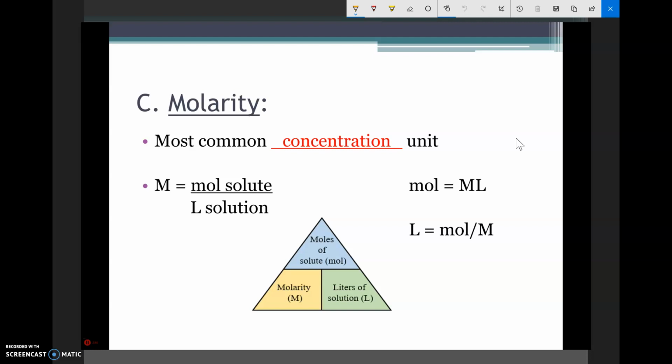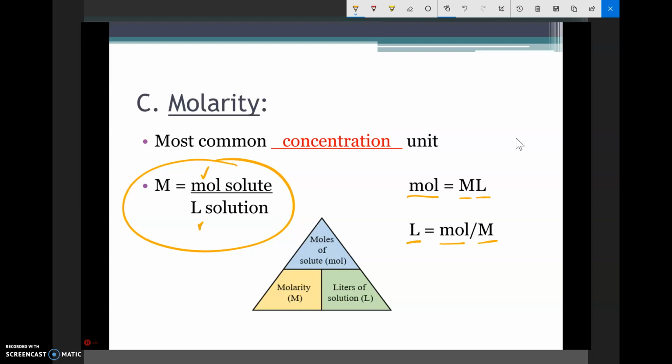So here is the equation for molarity. Molarity is big M, that's how it's notated, and it means moles of solute over liters of solution. You'll be given this on the test, so you don't need to memorize it. And you can solve for either moles or you can solve for liters. So if we solve for moles, the equation is molarity times liters. If we solve for liters, it's going to be moles divided by molarity.